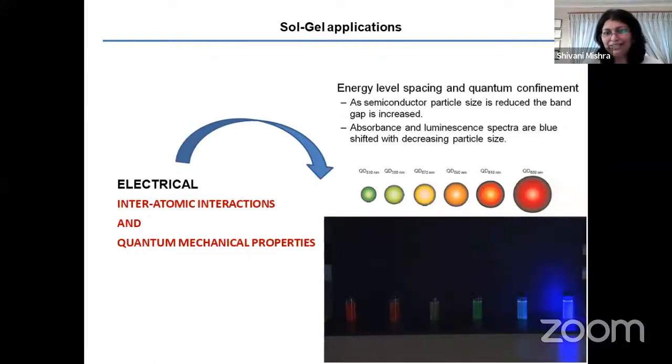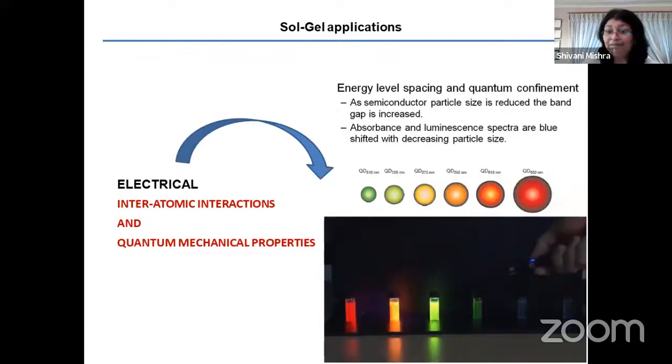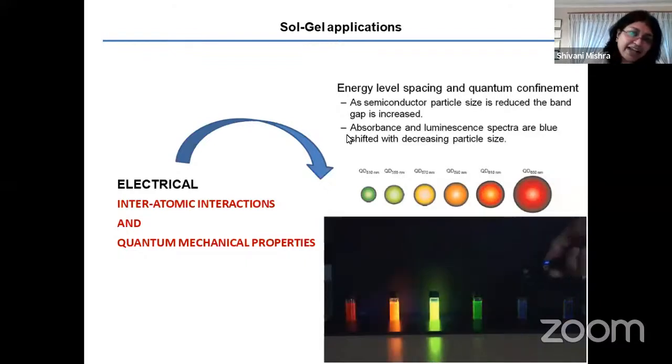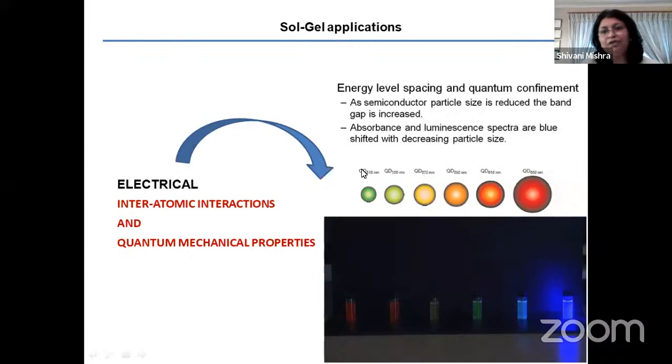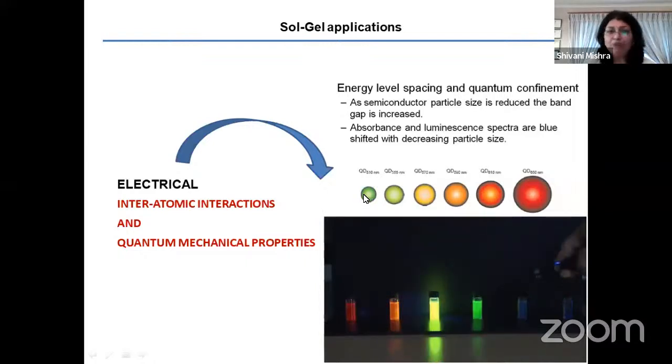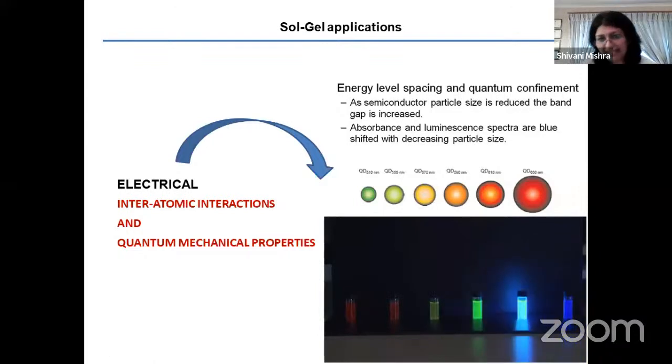So to all those students, the quantum dot is a nanoparticle, a particle which is in nano size, but it is a semiconductor. It's a semiconductor which is in nano size, as simple as that. So if I have that semiconductor or the quantum dot in this size using sol-gel technology, then that quantum dot will have completely different interatomic interactions and quantum mechanical properties.